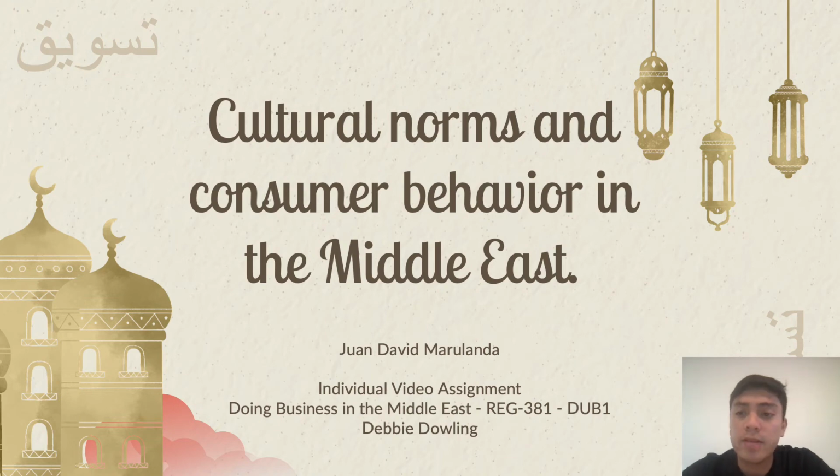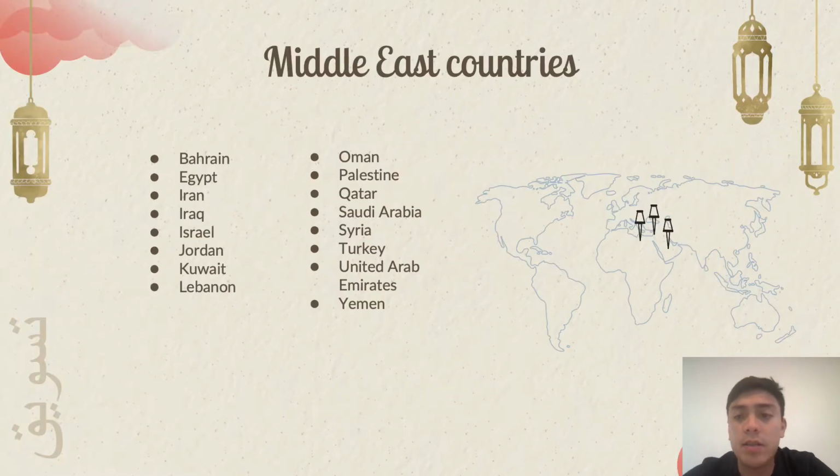In order to better understand the cultural norms and the characteristics of consumer behavior in the Middle East zone, we must have an introduction to some characteristics of this zone. The Middle East is located, as its name says, between the middle and the east of the planet Earth, and it is composed of 16 countries, which are Bahrain, Egypt, Iran, Iraq, Israel, Jordan, Kuwait, Lebanon, Oman, Palestine, Qatar, Saudi Arabia, Syria, Turkey, United Arab Emirates, and Yemen.